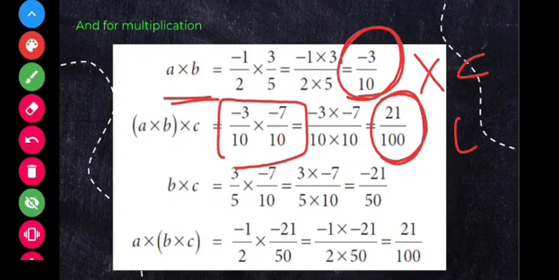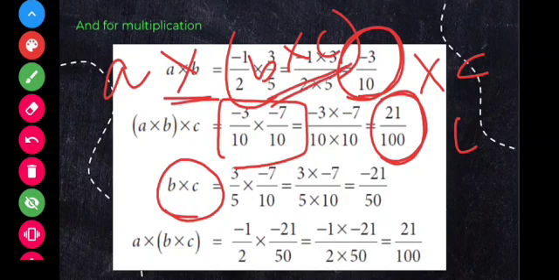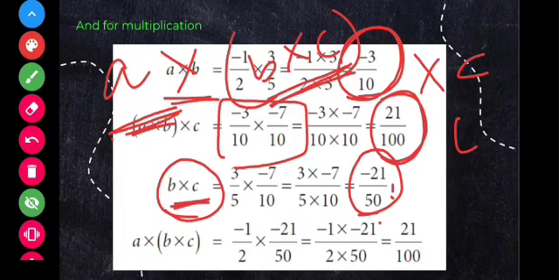Now we are multiplying b cross c. So what is our right hand side value? A cross whole of b cross c. So b cross c is what we have to find now. So b cross c we are getting minus 21 by 50. Minus 21 by 50 into a. What is a? A is minus 1 by 2. Minus 1 by 2 into minus 21 by 50 will give us 21 by 100.